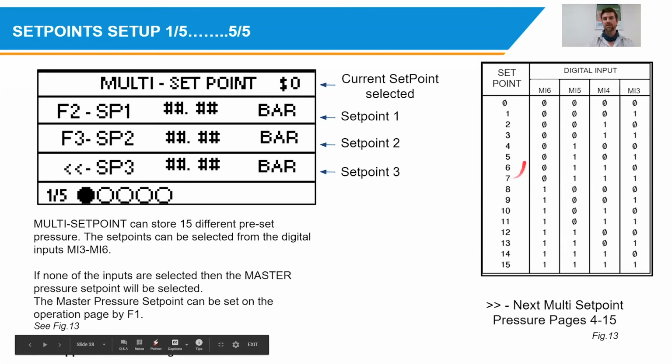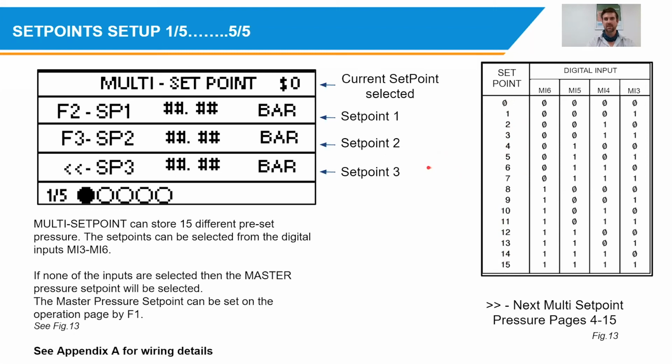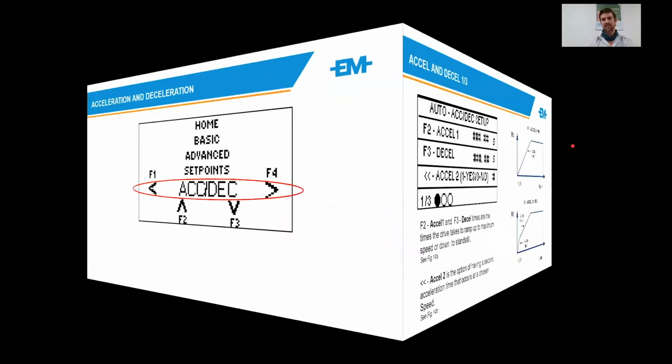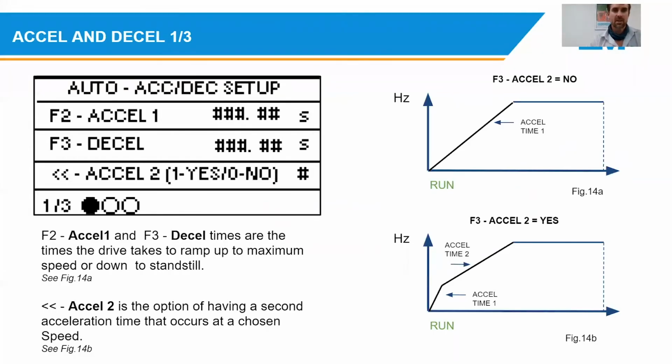So there are up to 16 set points, including your master. So for a farm that's got perhaps different types of crops needing different water, or perhaps on different contours, it's great to have different preset pressures that the pump can operate at. Last on the setup is the accel and decel. So our acceleration time 1 and decel time 1.